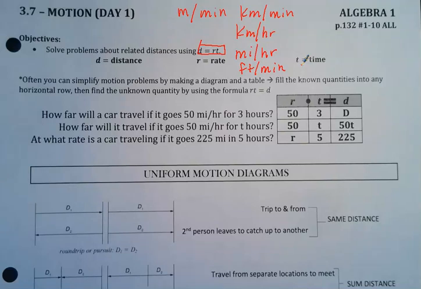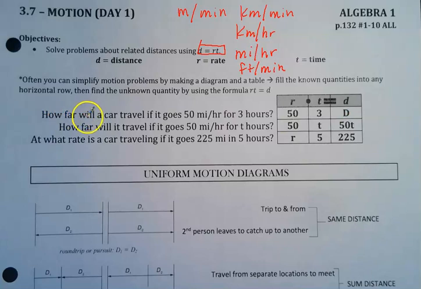Often you can simplify motion problems by making a diagram and a table. That's what we've been working on for a while now, and we're going to keep using that. We're going to fill the known quantities into any horizontal row, then find the unknown quantity by using the formula RT, or R times T, equals D. All right, so this table, we're just trying to plug in.